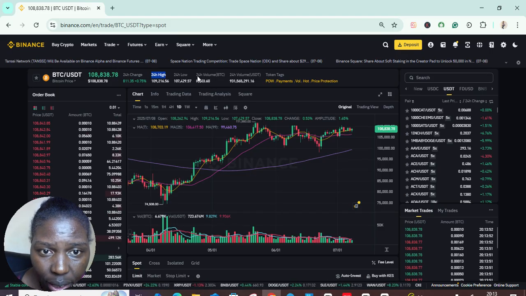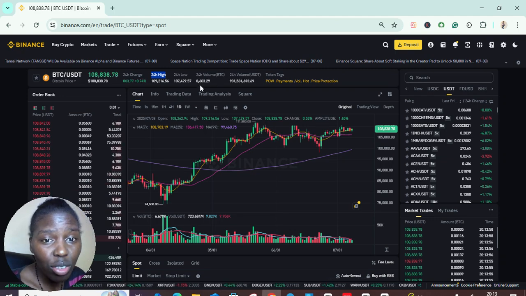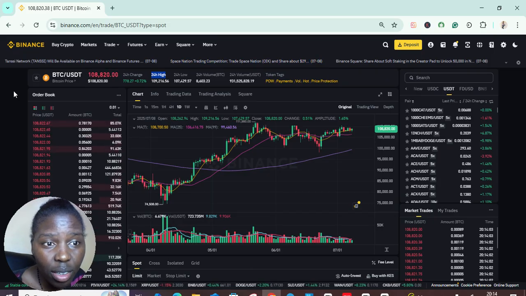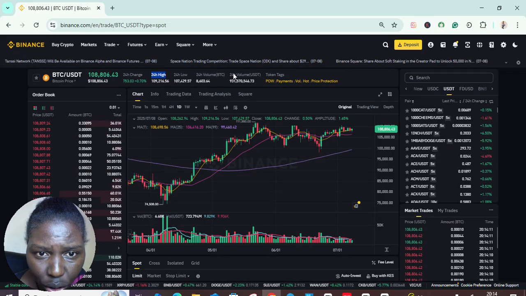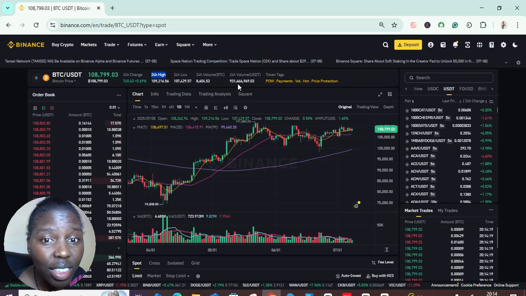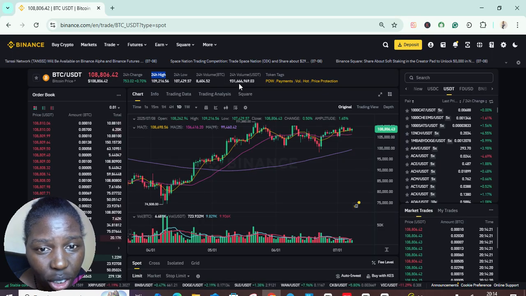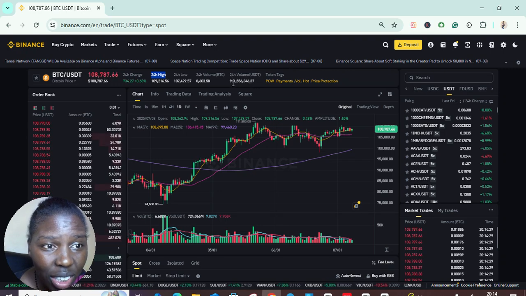Also, in the last 24 hours, the volume of Bitcoin traded is 8,603. That is the volume of Bitcoin traded here on Binance. We are on Binance web, by the way. Also, in the last 24 hours, in terms of USDT, the amount traded is 931,666. The price is changing, right? So this is the amount of volume in USDT that has been traded in the last 24 hours.